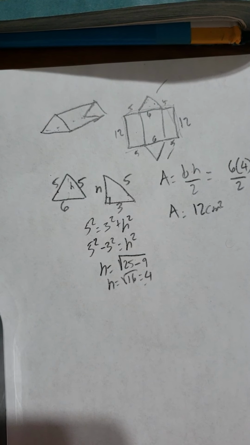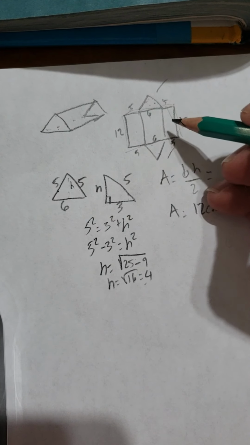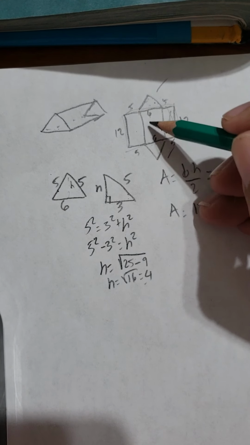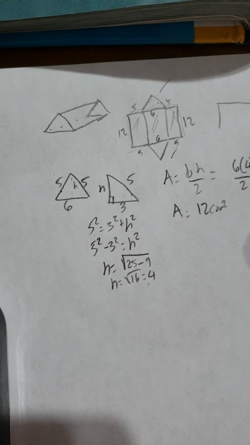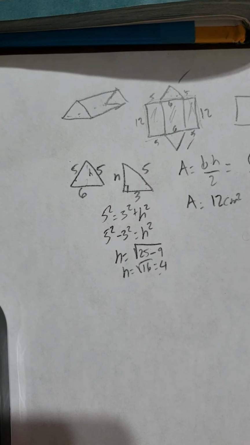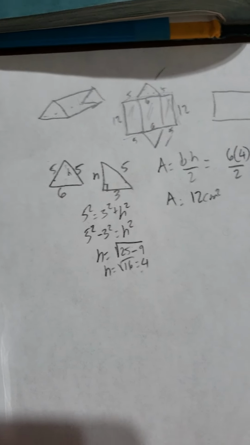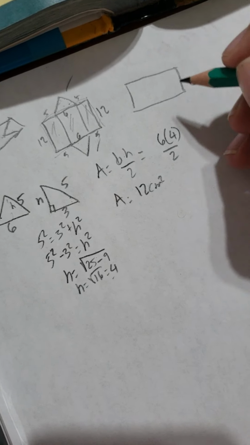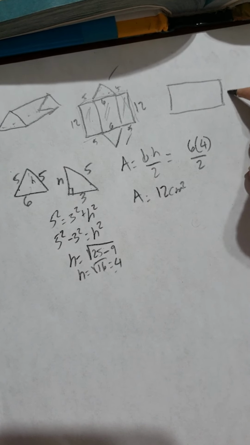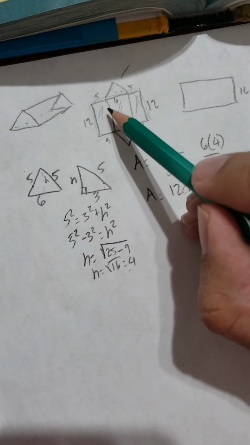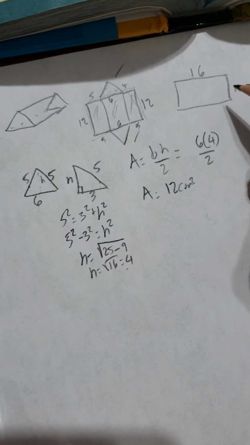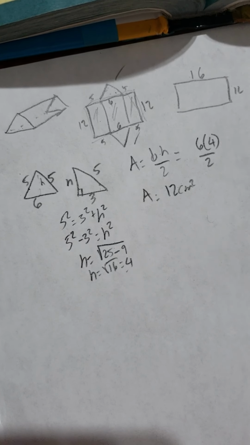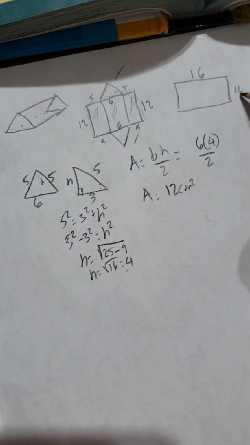Now, if you need to find it using the net, you have to find the area of this part, then the area of this one, and then the area of this. But let's make a big rectangle with the information. Now, this is the rectangle, and it will be 12 in this part. And here we have 5, 6, and 5. That will be 16. Now we have a rectangle that is 16 and 12 in this part.